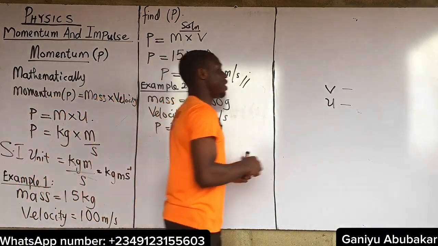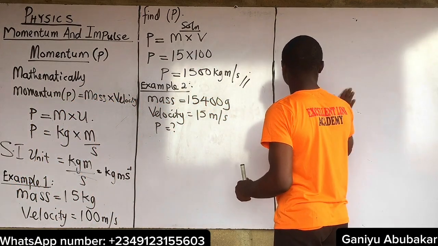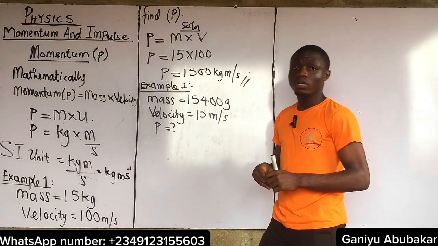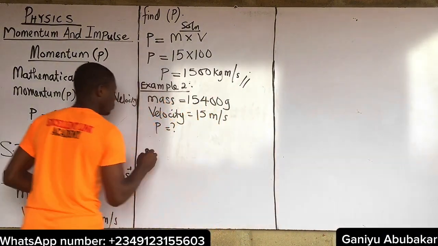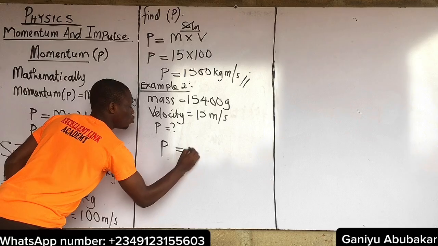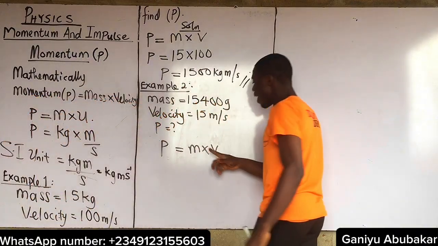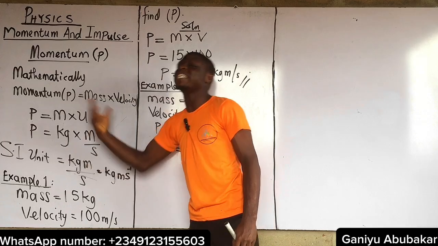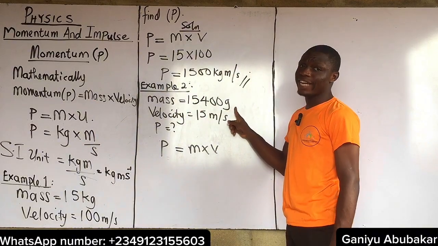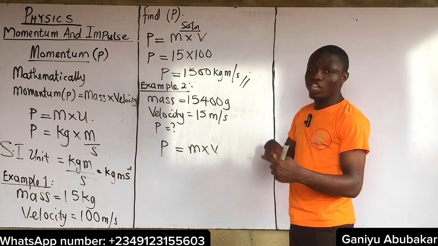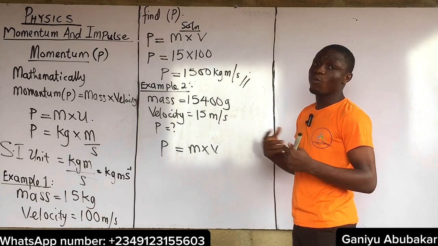So how do you get momentum here? The concept here is quite simple, right? What we know very well is that momentum P is equal to mass times velocity. But observe that my mass is always in kilogram, not in gram. So my task here is to convert this gram to kilogram. So divide this one here by 1000.